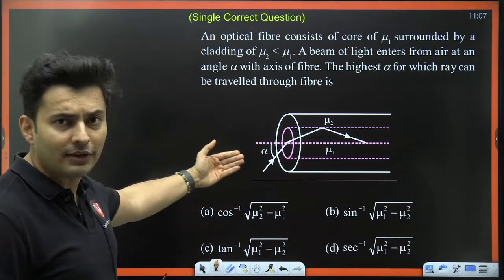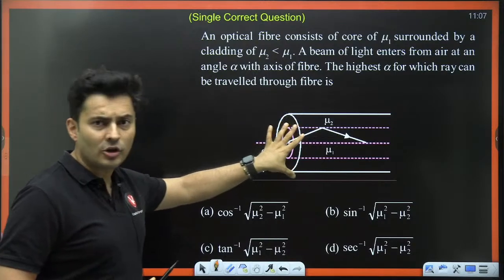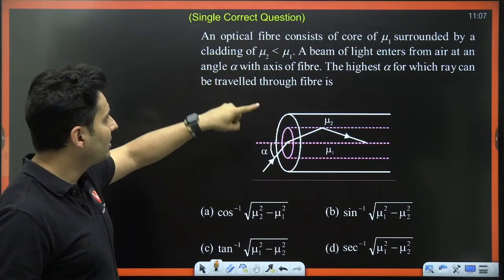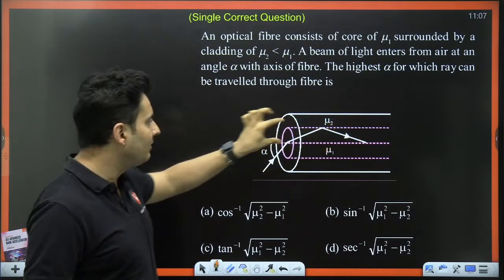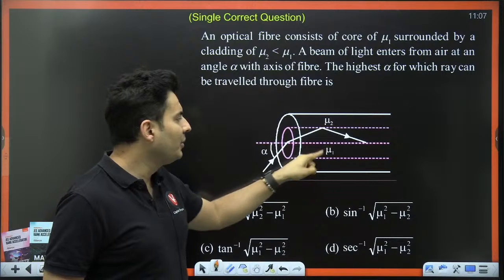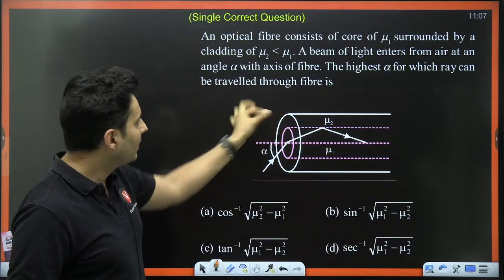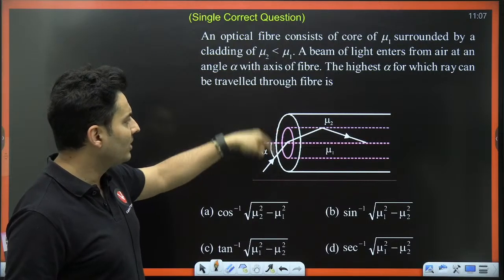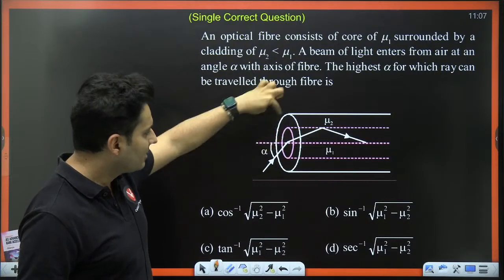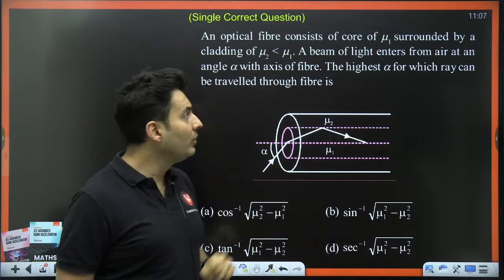Great. So here is the first question on your screen. You can see this is an optical fiber and it consists of two materials. The pink one, the one which is inside, which is called the core, is μ1 refractive index. The cladding, the protection, that core is surrounded by the cladding, which is that surrounding part. It is made of μ2.